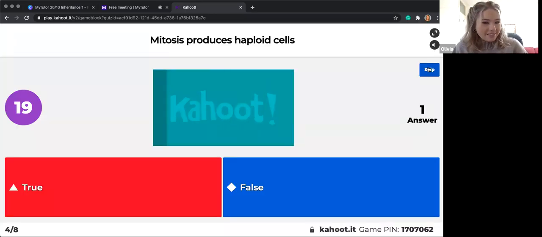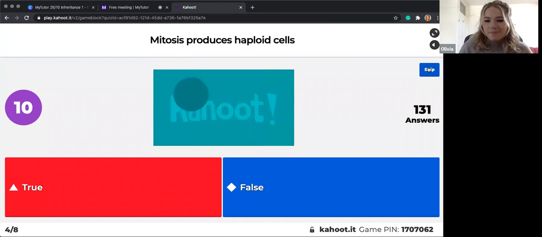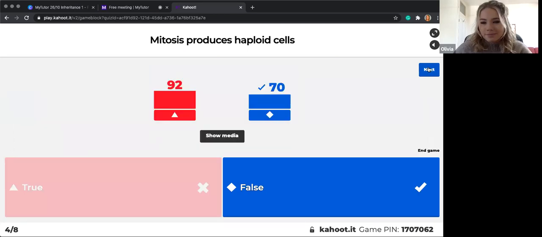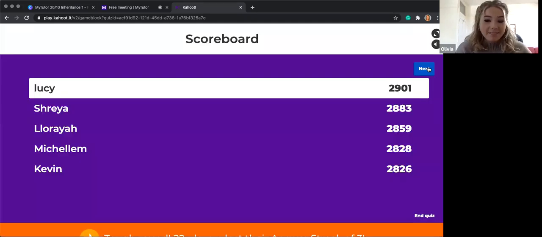Haploid cells. What does haploid mean? Can you work it out? What does haploid sound a bit like? So does mitosis produce haploid cells? False. So haploid means half numbers of chromosomes. Okay, so it means 23 instead of 46. So mitosis doesn't. Mitosis produces diploid cells, which means they've got a full set of chromosomes. So haploid sounds a bit like half.